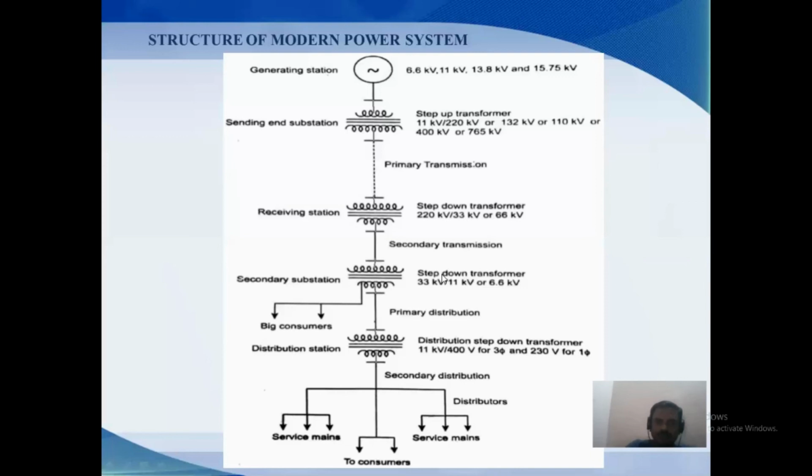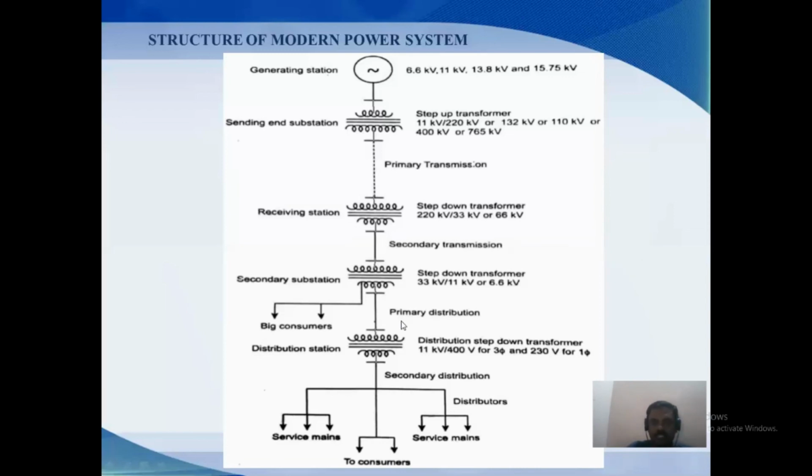Then, this power is again stepped down for primary distribution purposes. The secondary transmission power is again given to the primary distribution line. Here the primary distribution voltage levels are 6.6 kilovolt, 11 kilovolt or 33 kilovolt. This primary distribution line connects the secondary substation and the distribution station.